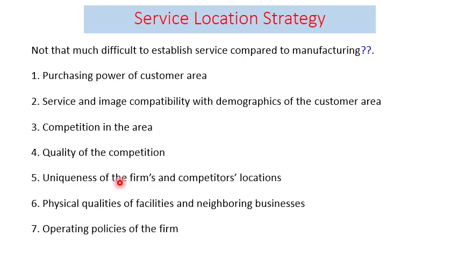And the fifth one is uniqueness of the firms and competitors' location. We need to take care about uniqueness of our firms and competitors' location. The sixth one is physical qualities of facilities and neighboring business. Physical qualities of the facilities: the facility may be the utilities, the transport facility, the electric or the water, the telecom, and so on, and the neighboring business. The neighboring business is also considered.